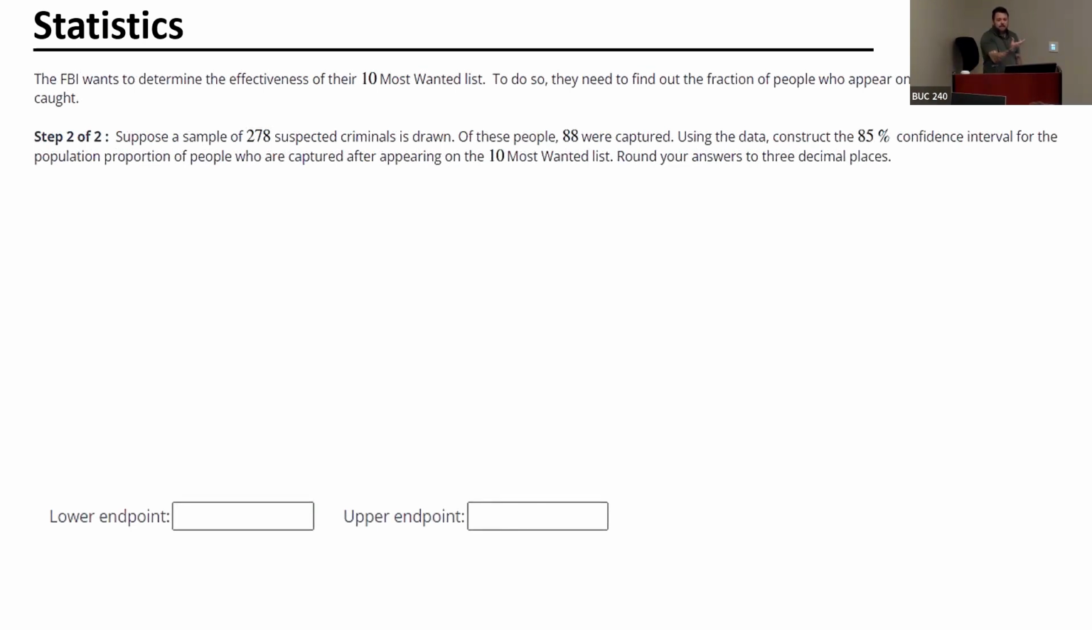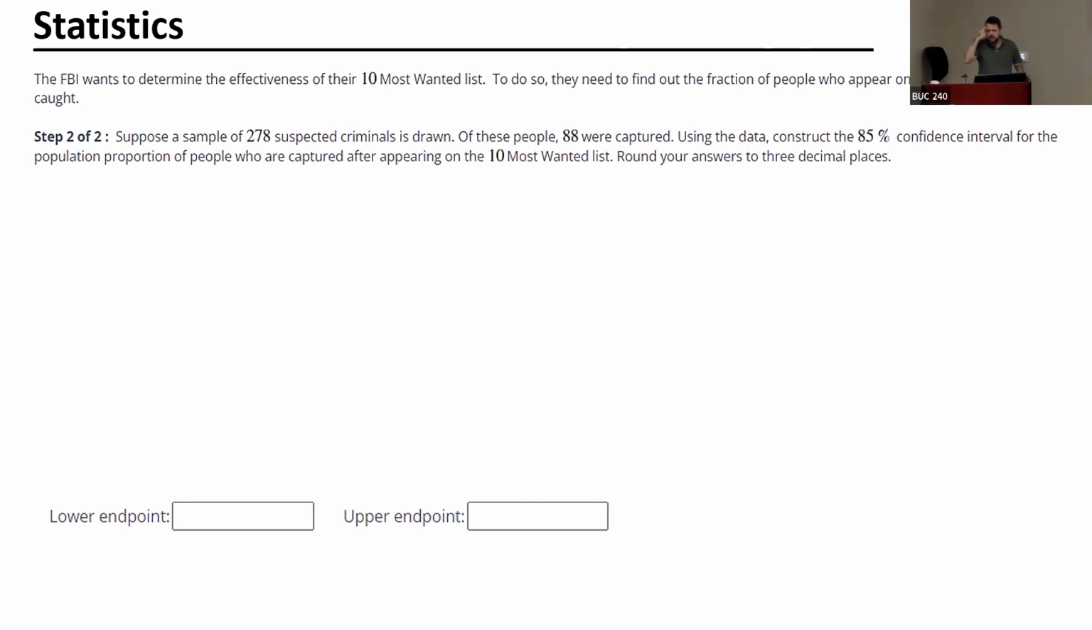Which says the same thing, but now look at what they're changing on you. Suppose a sample of 278 suspected criminals is drawn. Of these, 88 were captured. Using the data, construct an 85% confidence interval for the population proportion of people who are captured after appearing on the 10 most wanted list. Round your answer to 3 decimal places. Once again, we're looking for a confidence interval.